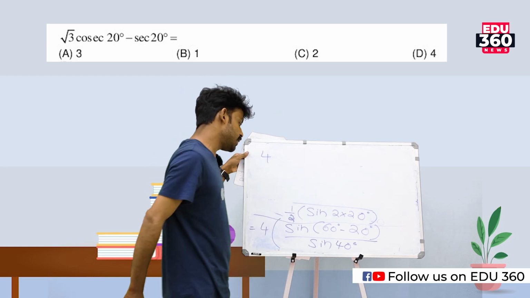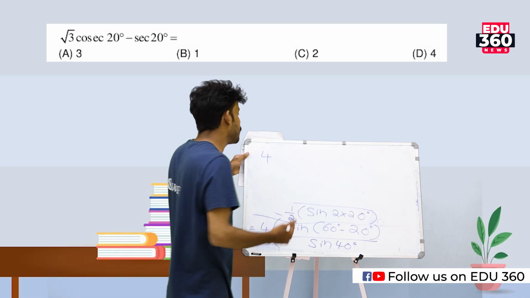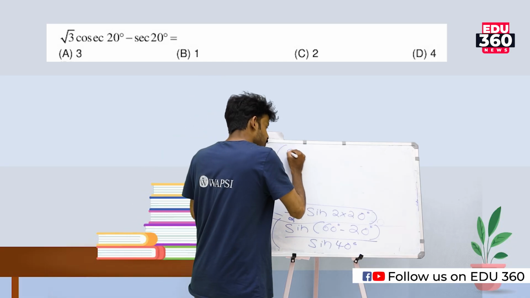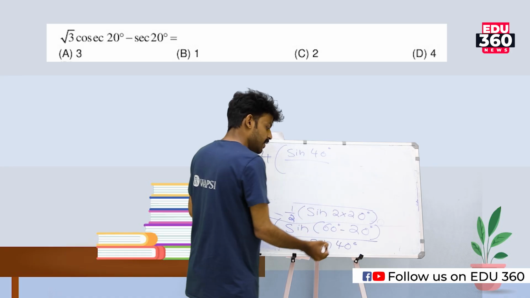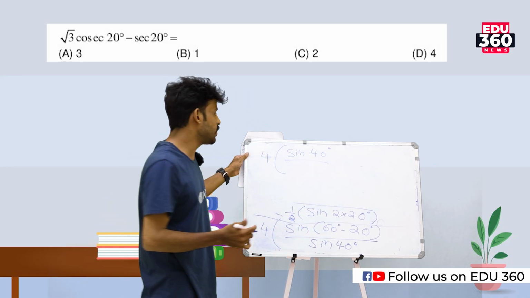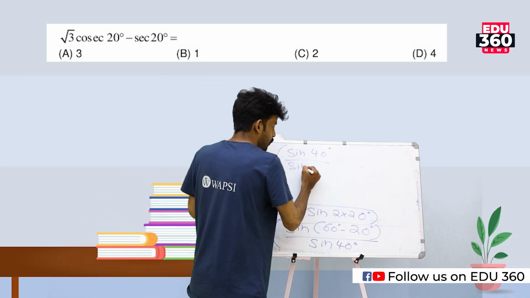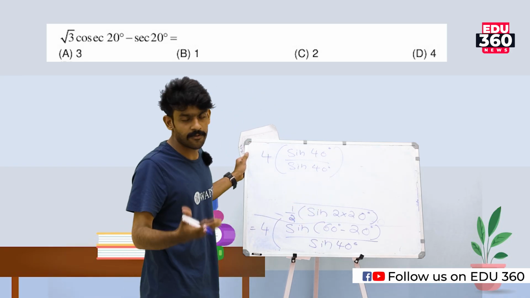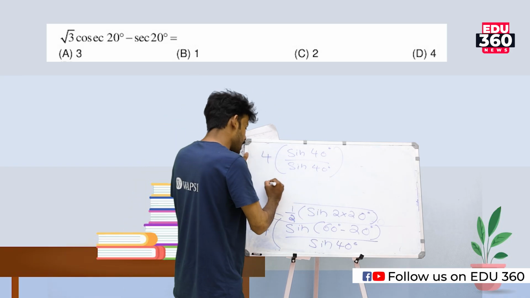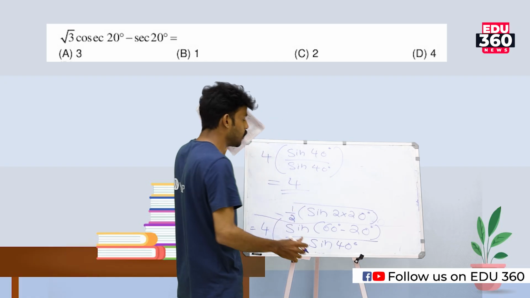Again, we can write 4 into sine 60 minus 20, that means sine 40 degree, divided by the denominator, which is the same, sine 40 degree. So what is sine 40 by sine 40? The value is 1. So the final answer is 4.